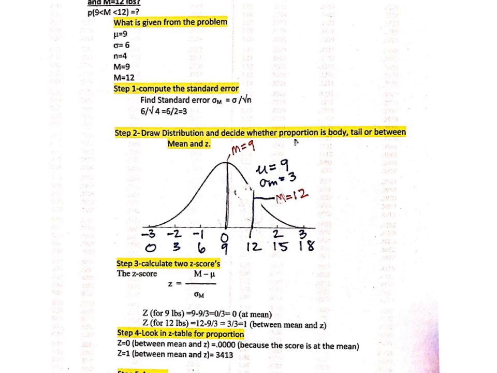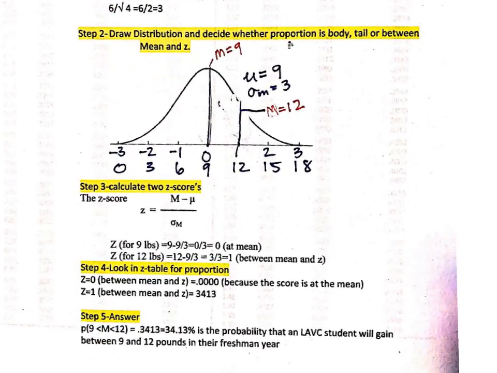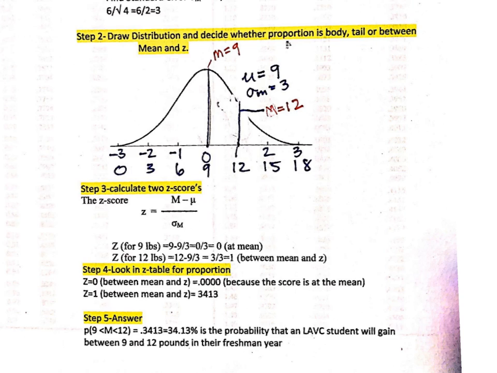So then we're going to look in our z table for these proportions. And remember, again, we're looking at the proportion that is between mean and z. So the first thing that we see is that when we look at 0, between mean and z is going to equal 0 because you're right at the mean. And when we look at 1, we know that between mean and z for 1 is going to be 0.3413. So our answer then, when we're looking at the proportion of people that gain between 9 and 12 pounds, is 0.3413.